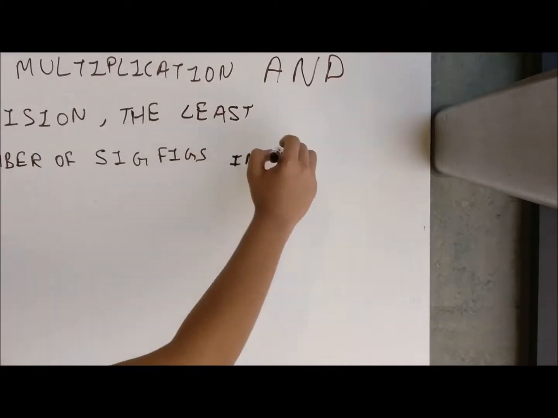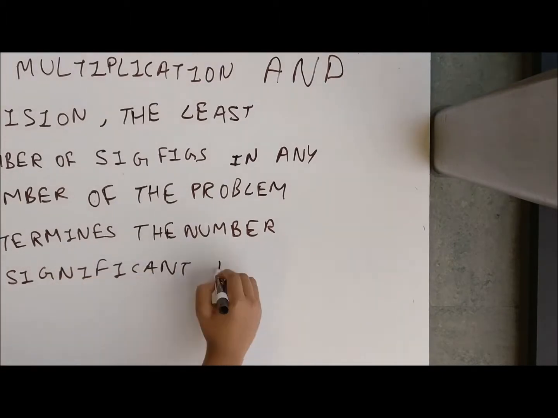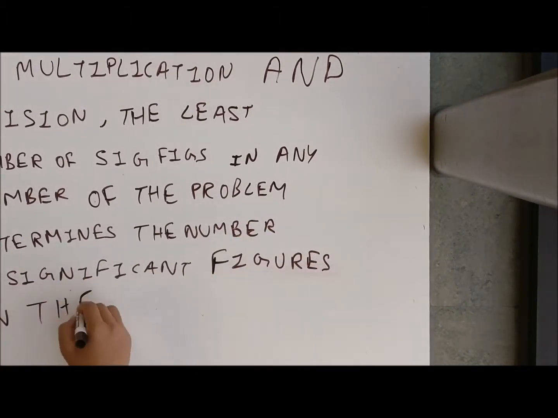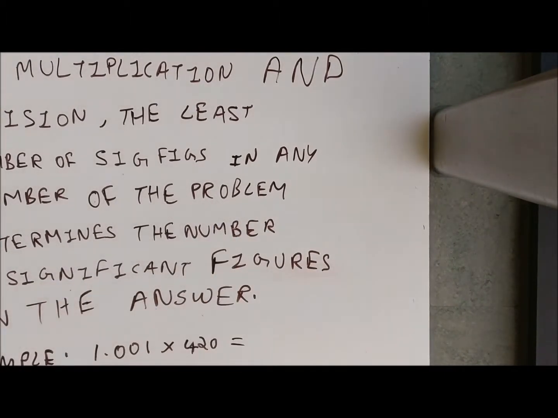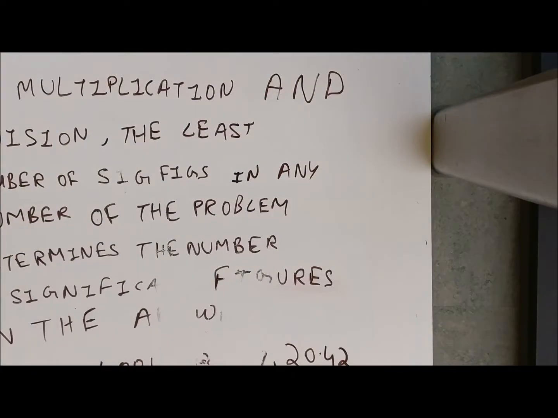Now on to the multiplication and division rule of significant figures. We're going to cover the multiplication and the division rule. This is a bit tricky, but it's going to be okay after some time. So the rule is when you multiply or divide, the least number of sig figs in any number of the problem determines the number of sig figs in the answer.